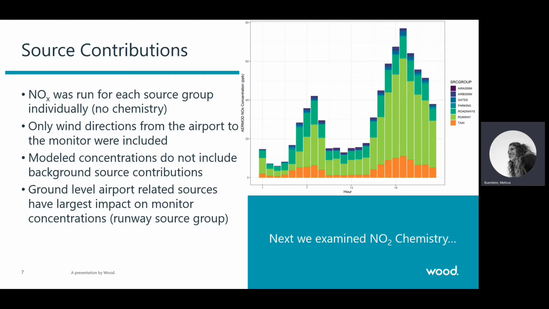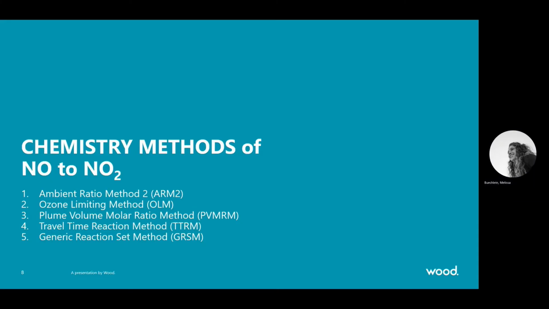Remember that here and throughout the presentation, the results are queried to just the wind directions from the airport to the monitor. After this initial investigation, we moved on to examine NO2 chemistry options. AERMOD has 5 chemistry options for NO to NO2, and the methods are ARM2, OLM, PVMRM, TTRM, and GRSM. On the following slides, I'll go into a little bit more detail about each of these methods.